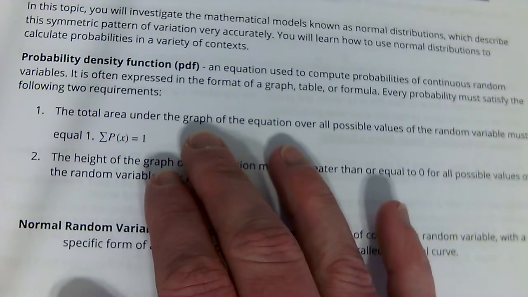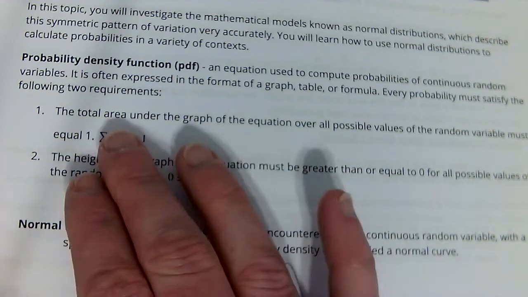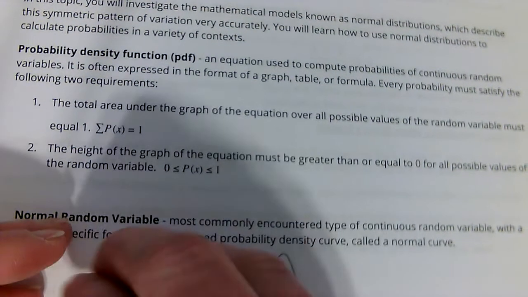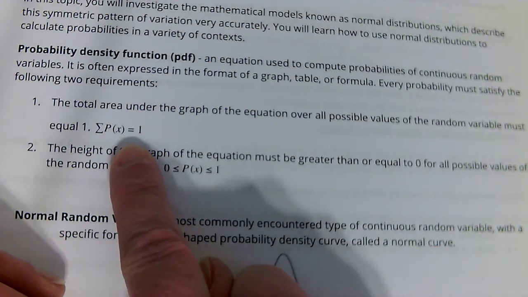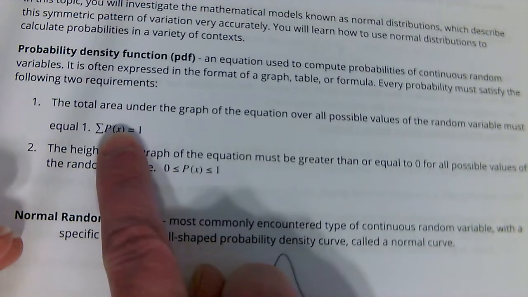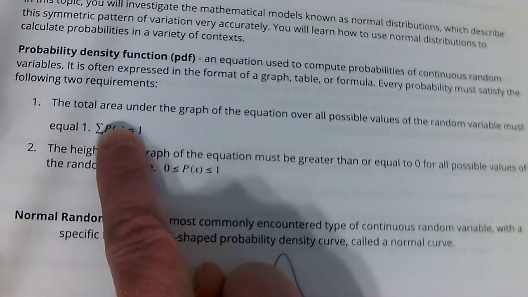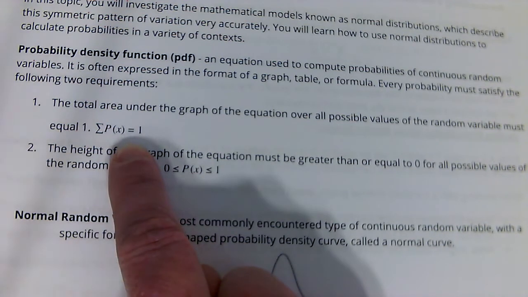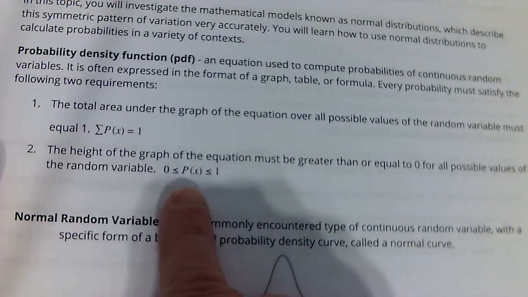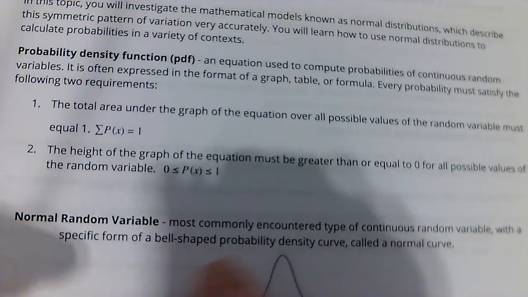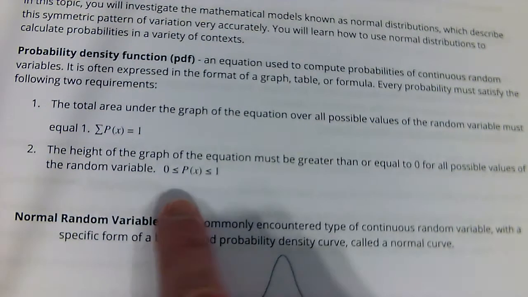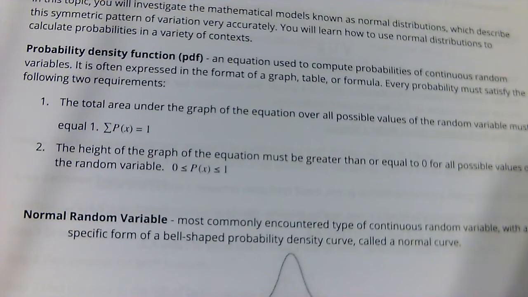Now, the graph means that if we think about all of these probabilities as being shown in the graph, then if I added them all up, the area underneath will equal 1. So we're adding them all up. And the height of the graph has to be bigger than 0 and less than 1, because all the probabilities have to be between 0 and 1.